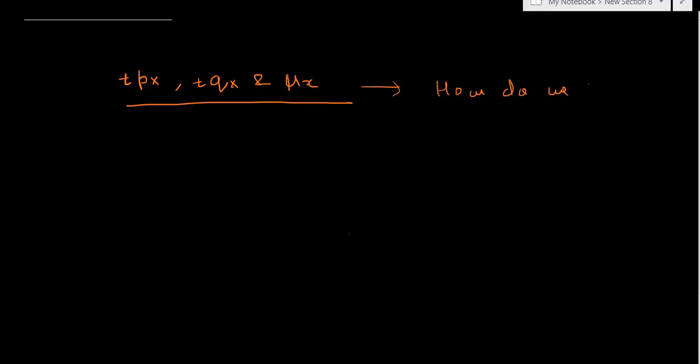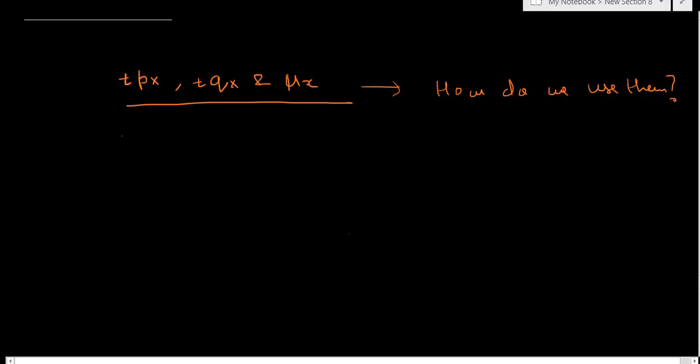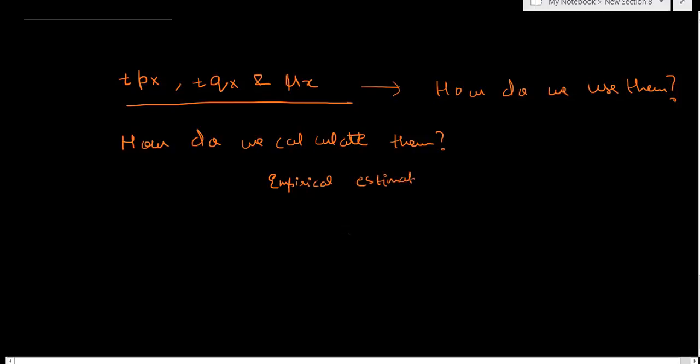So the next thing that should naturally come to anyone's mind here is that we have learned about these quantities. We have just defined these quantities TPX and TQX and mu x and all of these. But the next thing that comes to our mind is, how do we use these? And before that, how do we calculate them? So that is what I'm going to discuss with you now, and the topic is called empirical estimation of life probabilities.